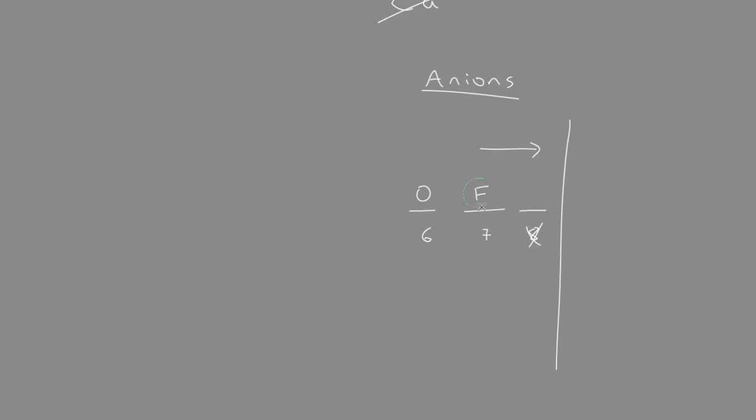So fluorine, how many electrons are in the valence? 7, because it's in group 7. So you could see that it needs to gain one more electron to be full. And so it does just that, giving it a negative charge. So oxygen has a charge of -2.